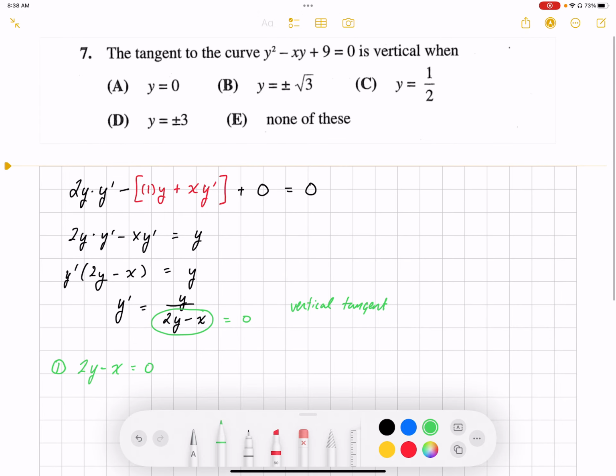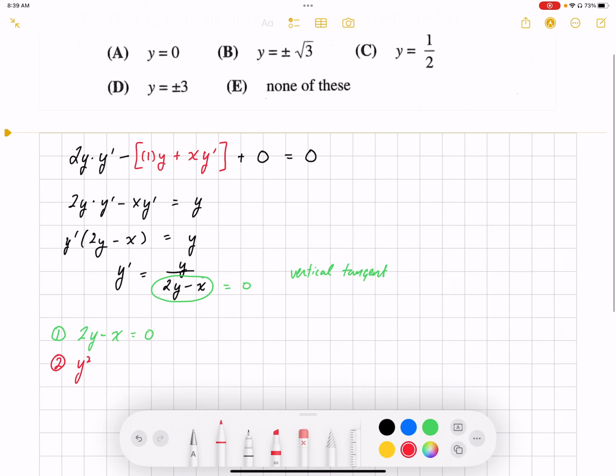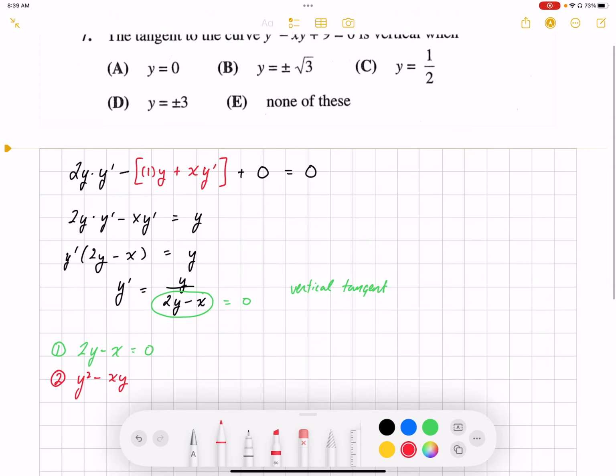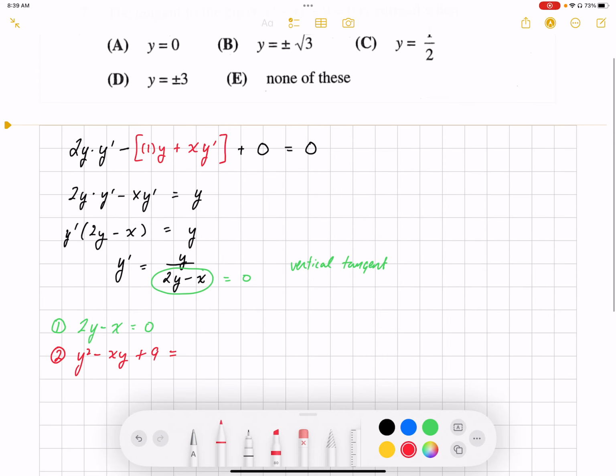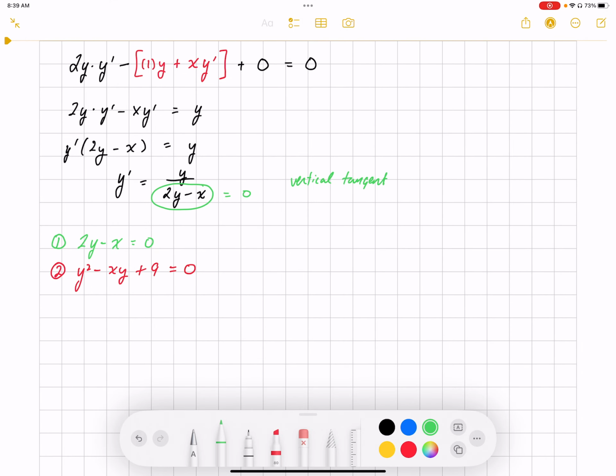And that second equation is going to be the equation that we started with, y squared minus xy plus 9 equals 0. So I'm going to use that as my second equation. y squared minus xy plus 9 equals 0. And now I have a system of equations where I can solve for both x and y. So it looks like it'll be easier to substitute for x and isolate the x and substitute that. So I'm going to convert this into 2y equals x. And then I'm going to replace the x in equation 2 with the 2y expression.